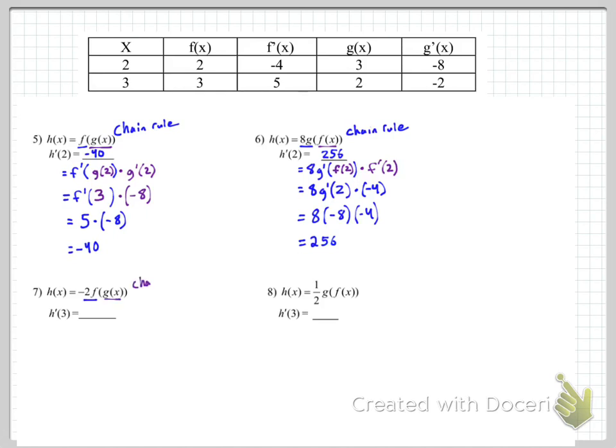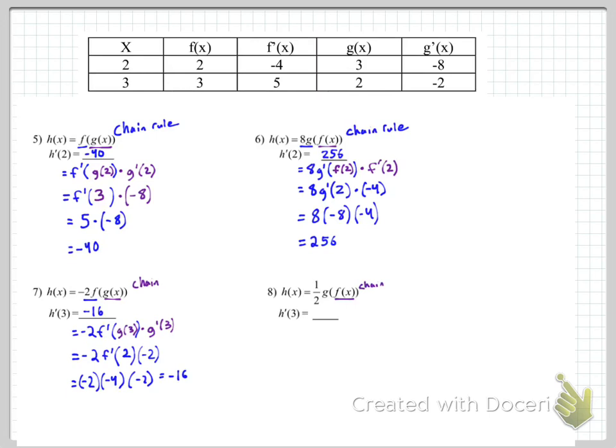Moving on, number 7. It's another chain rule. So leave the negative 2 in front. F prime of g of 3, leave that alone, but then multiply by the derivative of g. Got to find g of 3 first. Then we can find f prime of 2. And when you multiply it all together, you get negative 16. Go ahead and try number 8 on your own.